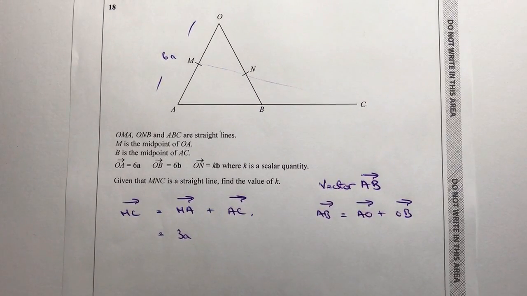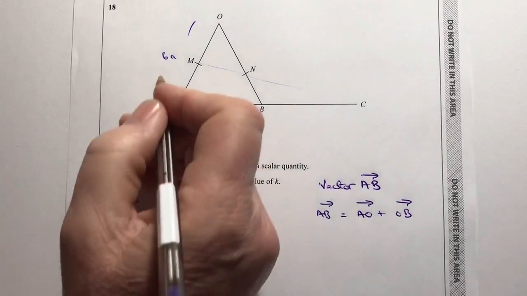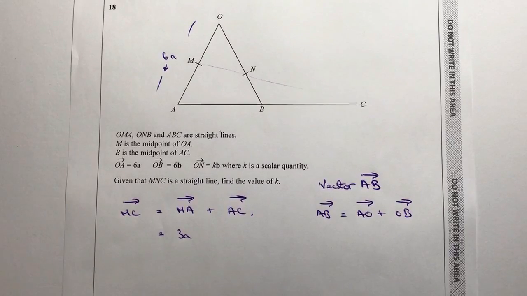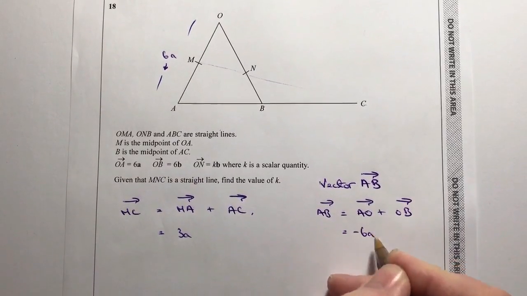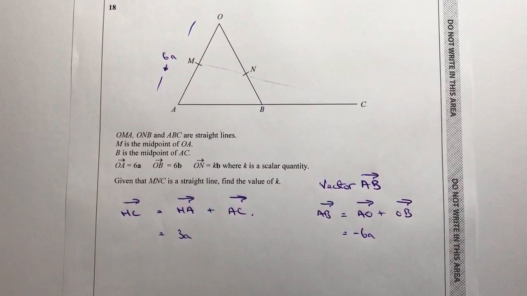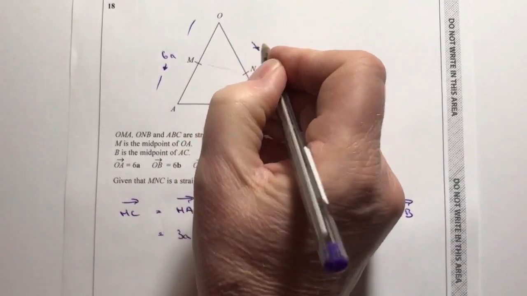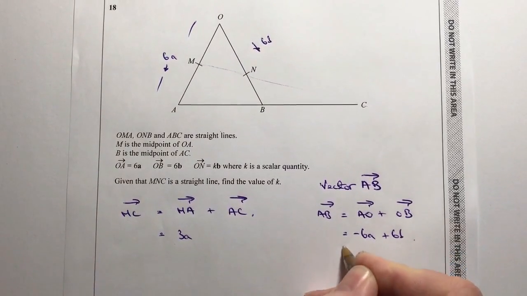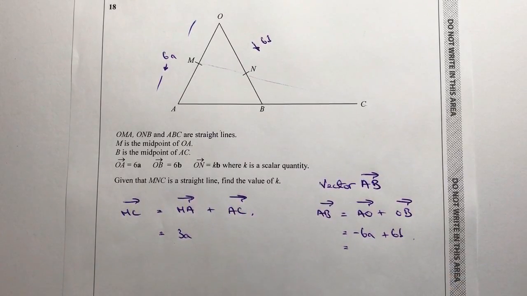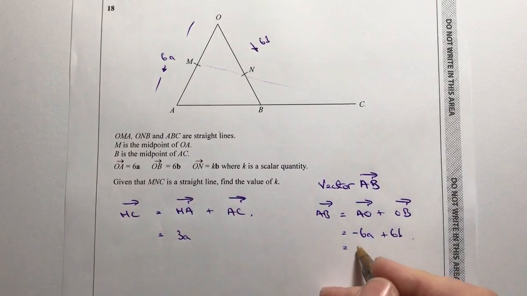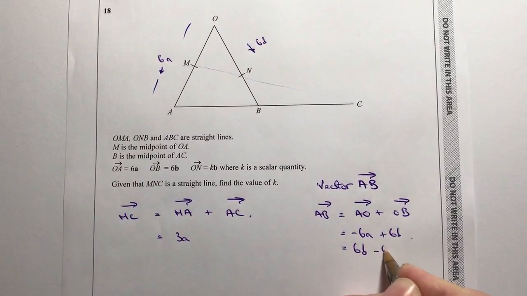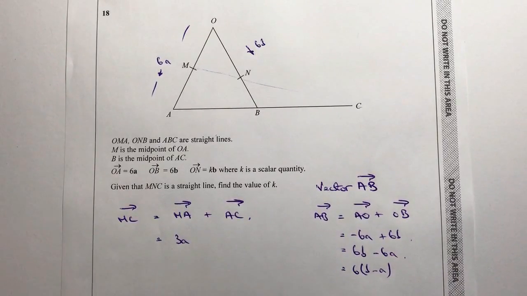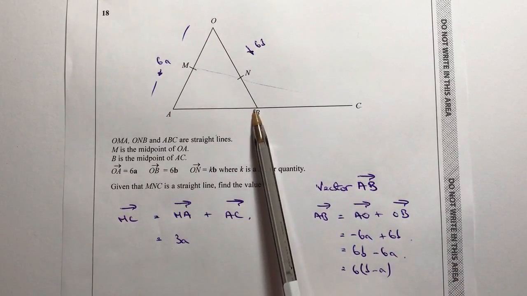Well, vector AO is in the opposite direction to the vector that we're told before, which is in this direction. So because it's in the opposite direction, it's going to be equal to minus 6a. OB is fine because we're told that OB is 6b, so that's plus 6b, so that's going to be minus 6a plus 6b. I'm going to write that the other way around just to make it a little bit tidier, so that's 6b minus a.